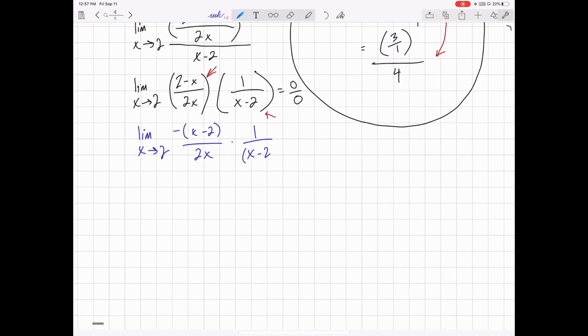Okay, so now we have that same situation we've had in every problem where we've identified a common factor, we cancel it. Can we plug in the 2 now? Yes, we can plug this in, and it is going to be negative 1 divided by 2 times 2, or negative 1/4.